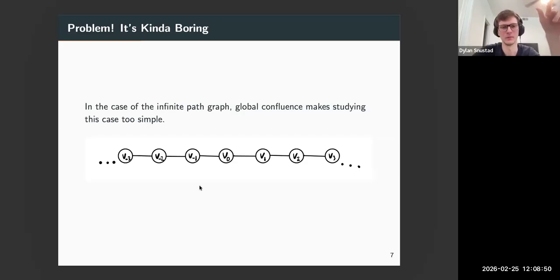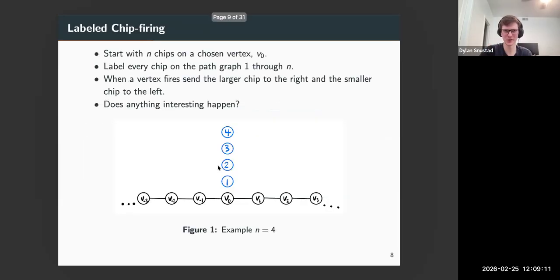All right. So what McConville and Propp do in a 2016 paper is they say, okay, this global confluence thing is way too strong. It's making the math not very interesting in some sense. So how can we make it more interesting? How can we try to destroy global confluence? What they do is they label these chips now, right?